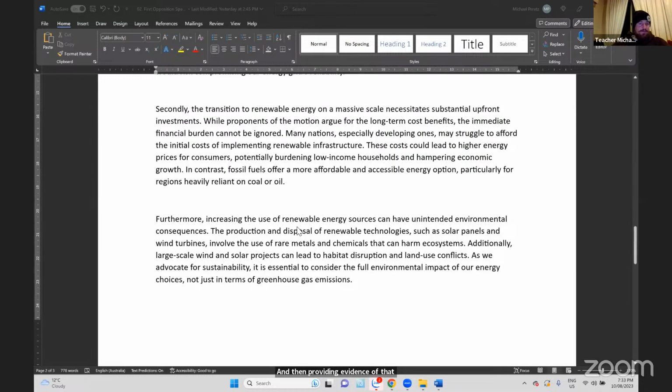Furthermore, increasing the use of renewable energy can have unintended environmental consequences. So now we're talking about things that we didn't mean to happen, but they did anyway because we went ahead with green energy.